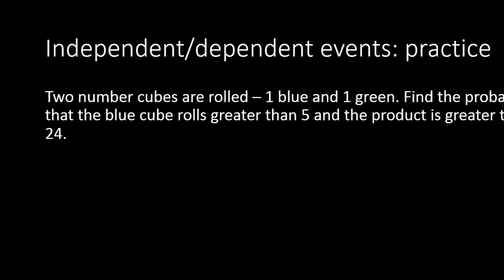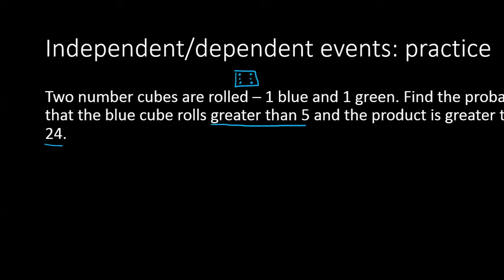All right, let's do another situation like that. Again, I have 2 cubes. I've got a blue one and a green one. What's the probability that the blue cube rolls greater than 5 and the product is greater than 24? First of all, if I can roll a 1 through 6, what's the only thing that I can roll that's greater than a 5? 6, right? So automatically I know that I have to have a blue 6.